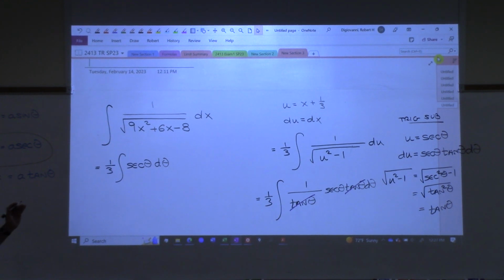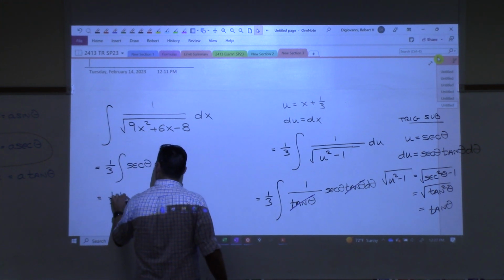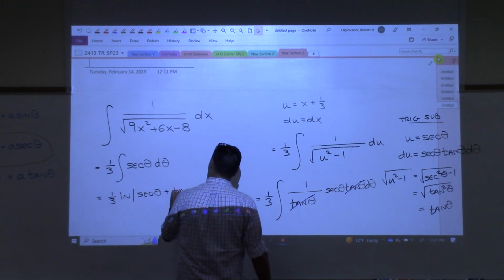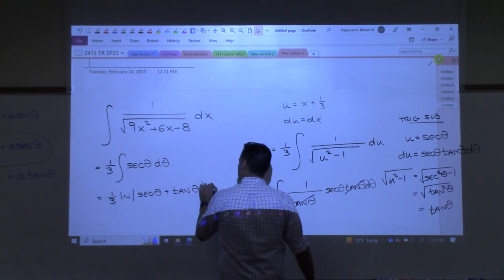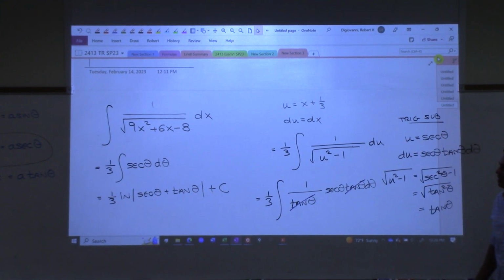Isn't it like an ln? It's natural log secant theta plus tangent theta, yes. So this is 1/3 natural log. This is the one where I showed you somebody suffered for a long time trying to figure out this problem, right? That's the antiderivative of secant theta. It's on your formula sheet.